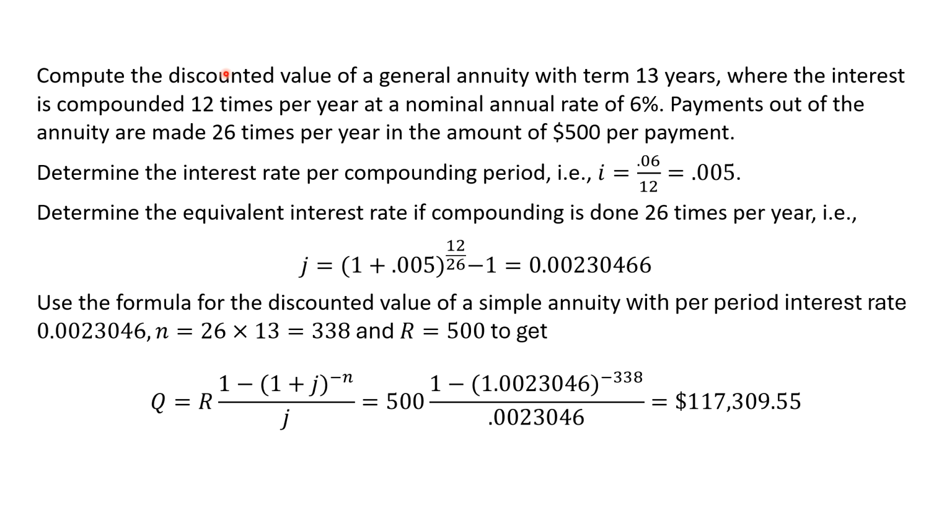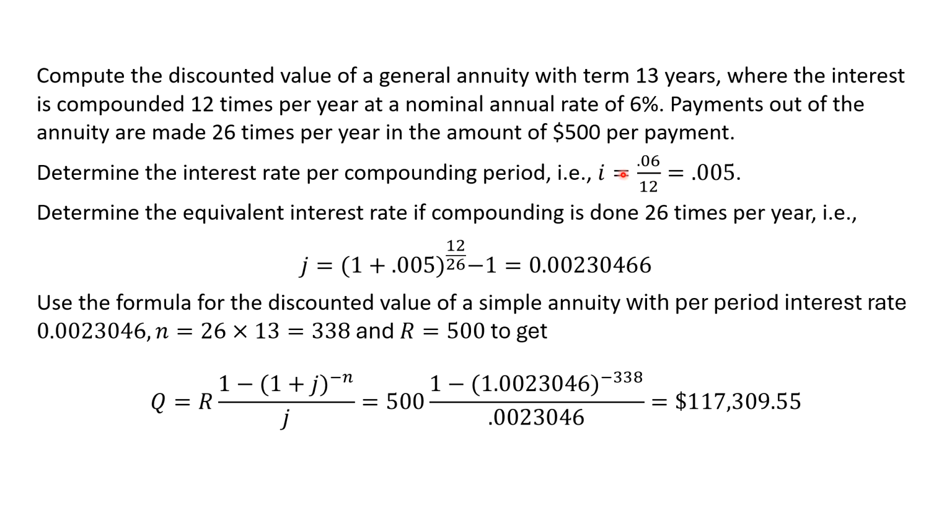So the problem is compute the discounted value of a general annuity with 13 years, where the interest is compounded 12 times per year at a nominal rate of 6%, but the payments out of the annuity are made 26 times per year at an amount of $500. So we need to convert between these two periods, one 12 times a year and another 26. And we have the formula for that.